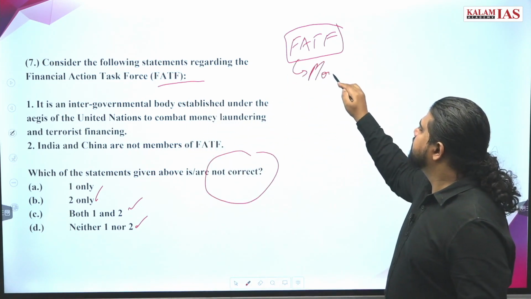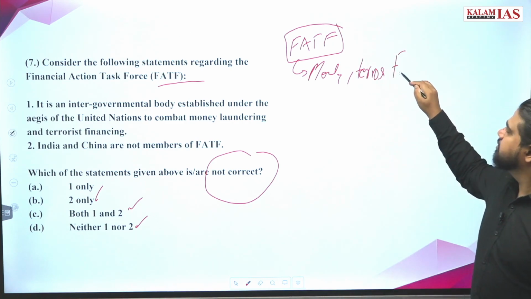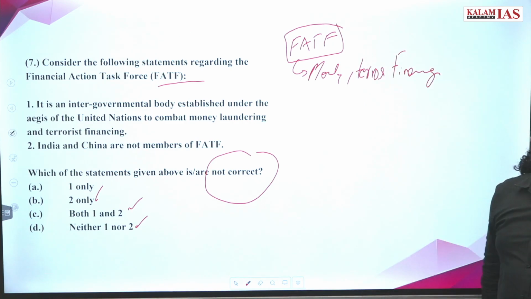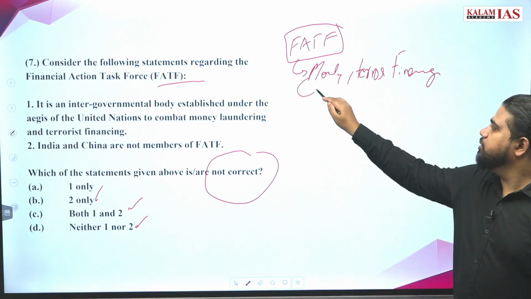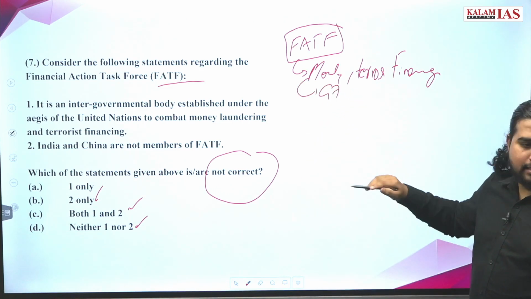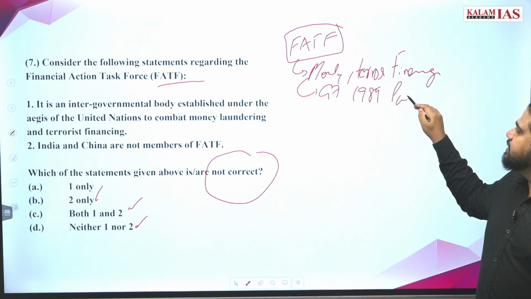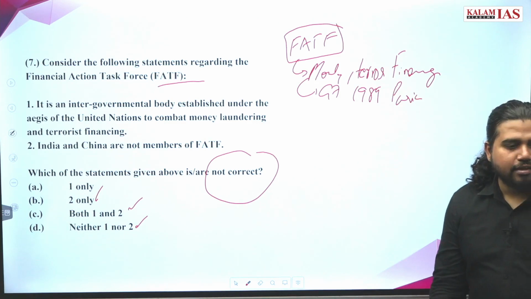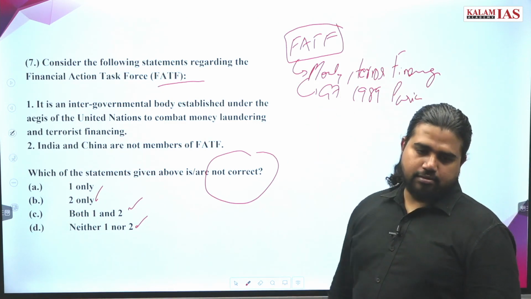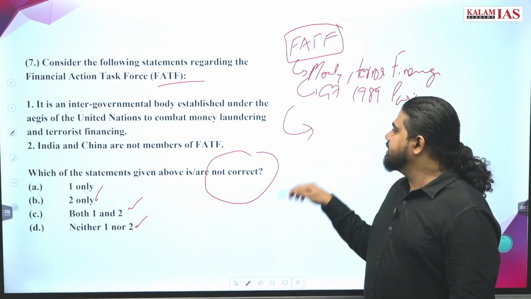Money laundering, controlling terror financing. These are the working areas of FATF. Now, when was it established, any idea? It was established under the G7, or as a part of the G7. The 1989 Paris Accord or Paris Agreement, you call it, was the formation of FATF.